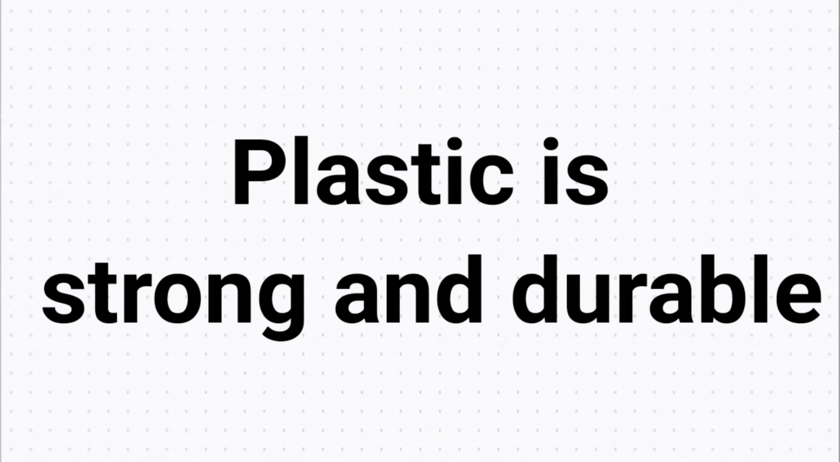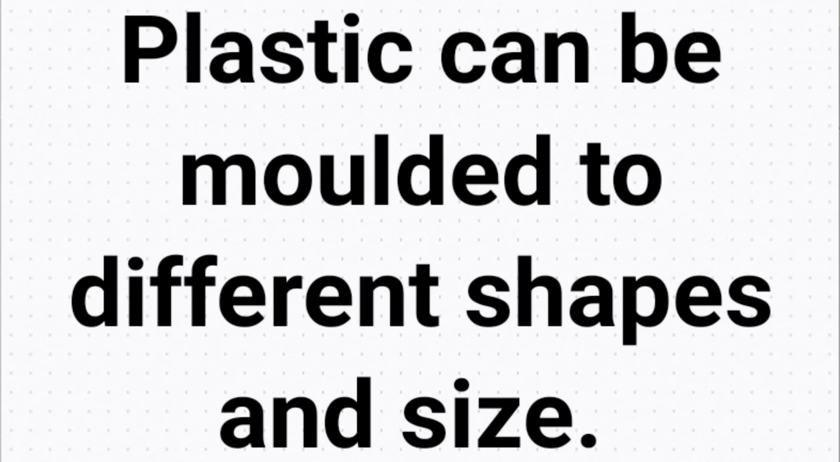The next point is that articles made with plastic are cheaper when compared to articles made with any other material. So plastic articles are cheap. The next point is plastics are strong and durable. You know what's the meaning of durable? Durable means plastic can be used for a longer time without any damage. The next property is plastic can be molded to different shapes and sizes.